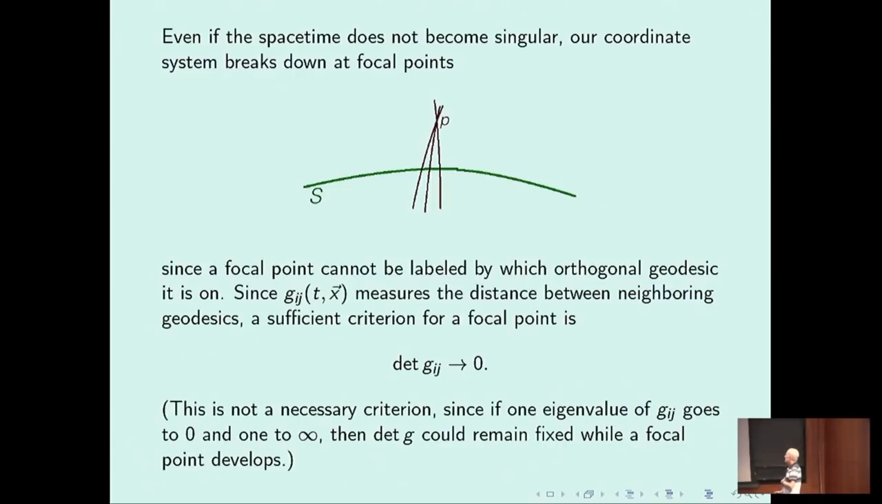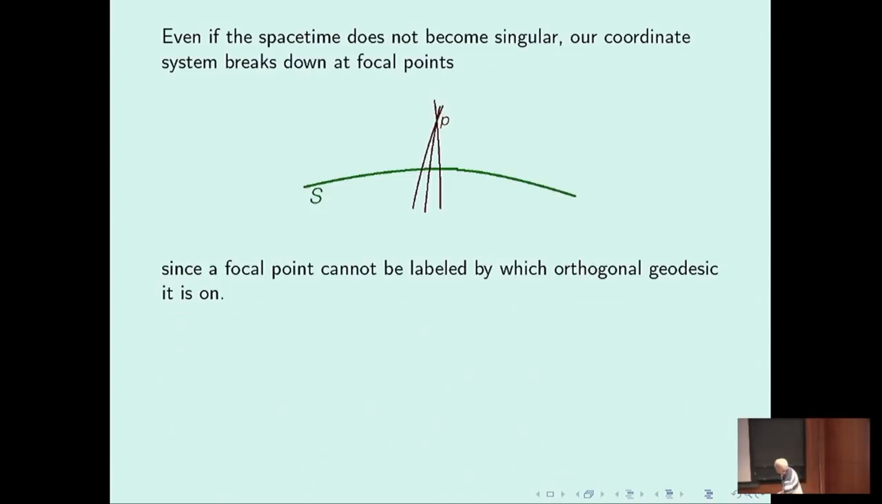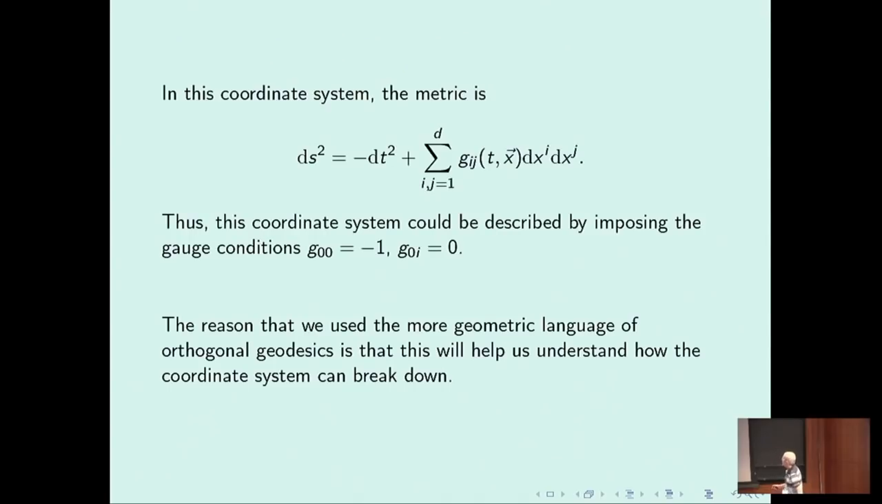So since the spatial metric determines the distance between neighboring geodesics, a sufficient condition for a focal point is that the determinant of the spatial metric goes to 0. Let me just make that clear. In this metric, the geodesics we're talking about are at fixed x. So no matter what t is, the metric g_ij measures the difference between parallel orthogonal geodesics from S.